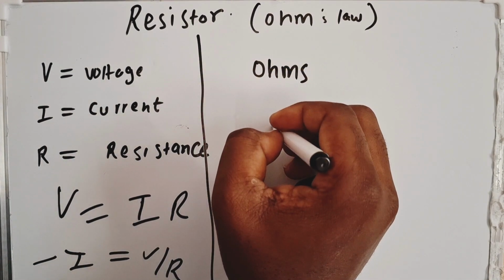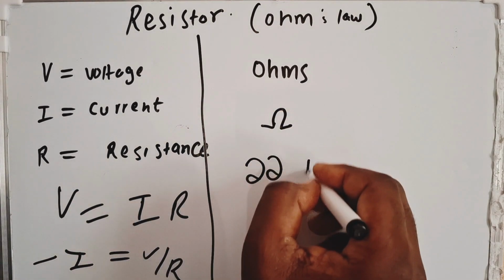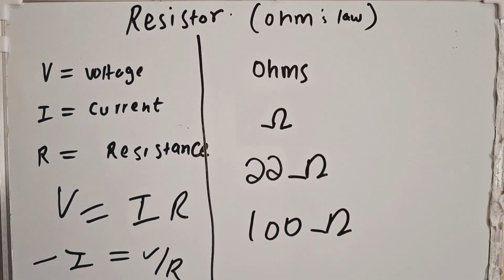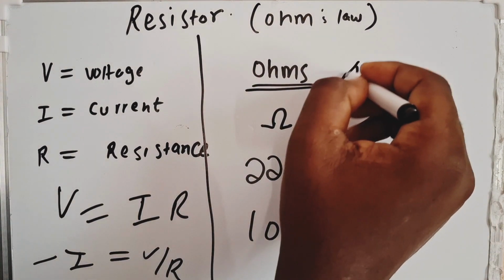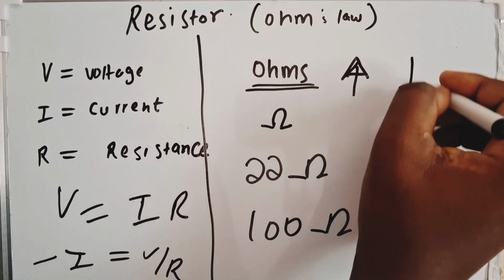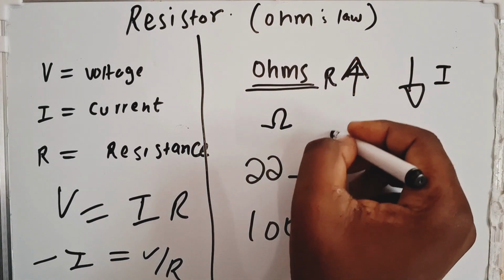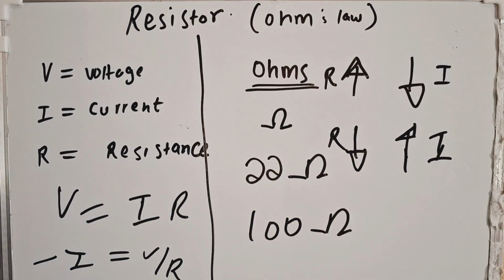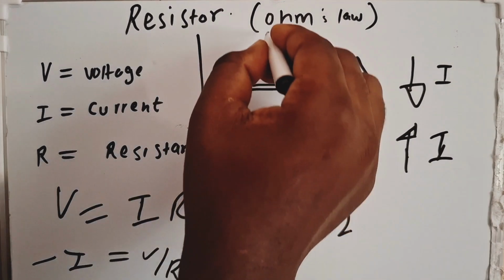The symbol for ohms will be like that. We'll say 22 ohms, 100 ohms. So that's the basic thing that one needs to know when it comes to resistors. We measure them in ohms. When resistance goes up, current goes down. When resistance goes down, current goes up. The two are proportional to each other when you look at Ohm's law.